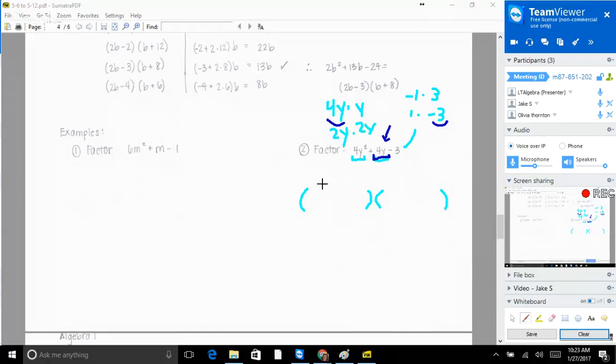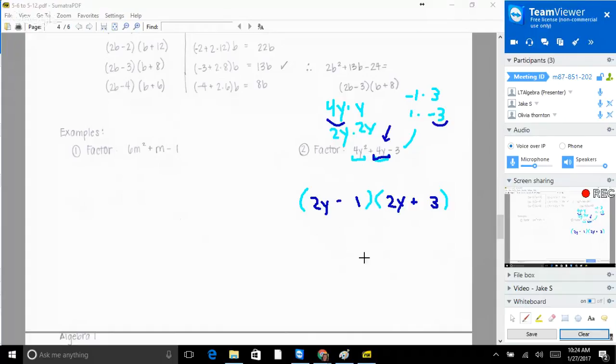So I think I'm going to start with the 2y's and just see where that gets me. If I have 2y and 2y, it really doesn't matter which one I multiply by 1 and which one I multiply by 3 because they're both 2y. So I'm going to say, okay, 1 and 3. And then I'm going to pick the 3 to be positive and the 1 to be negative.